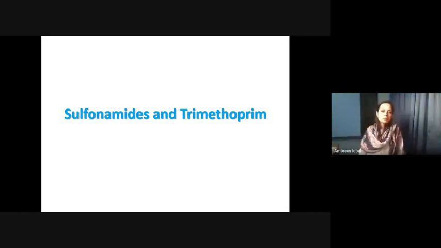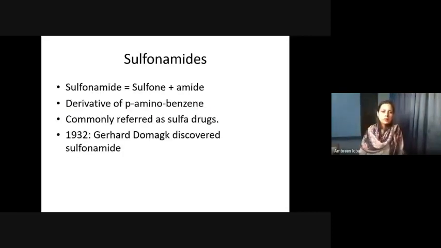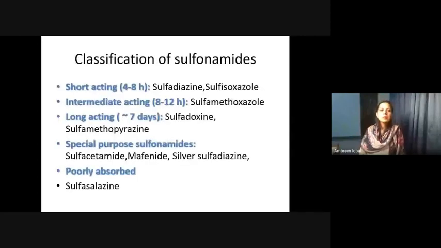Sulfonamide is derived from two words, sulfa and amide. They are derivatives of para-aminobenzene sulfonamide, commonly referred to as sulfa drugs. In 1932, Gerhard Domagk discovered these sulfonamides. They are classified on the basis of duration of action into different categories.